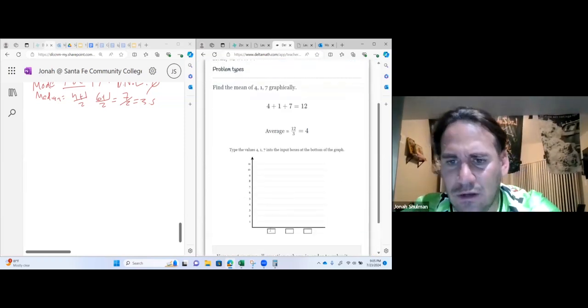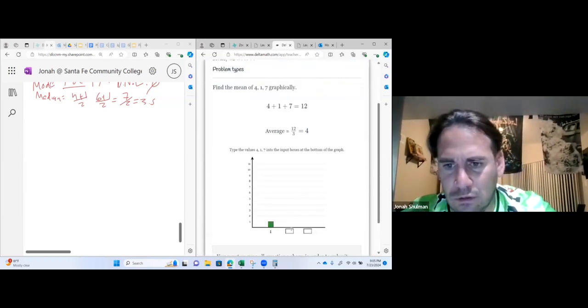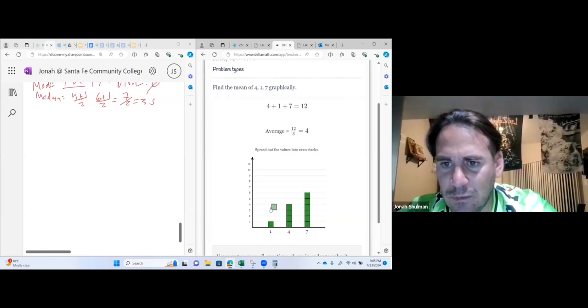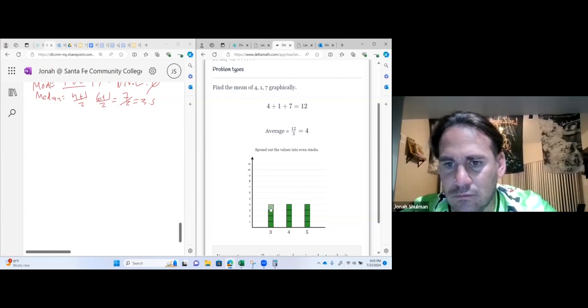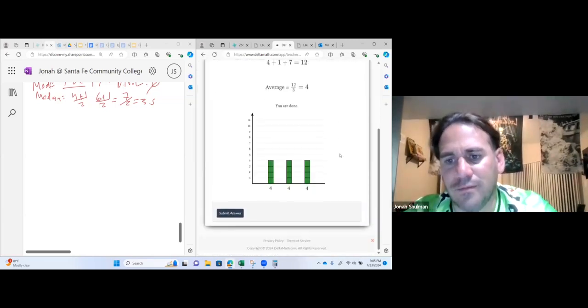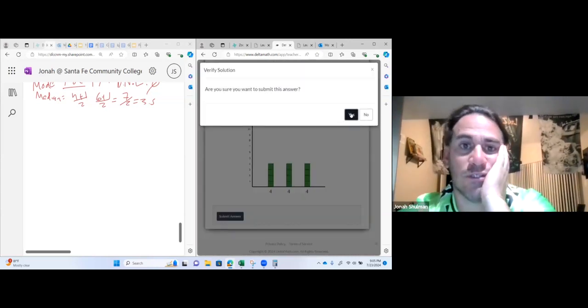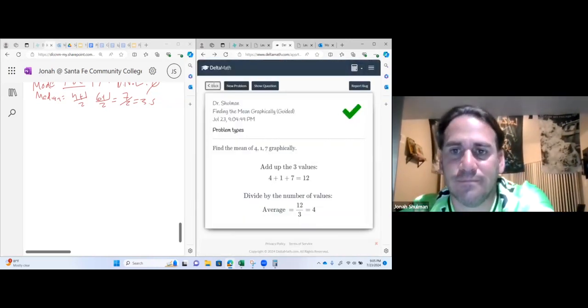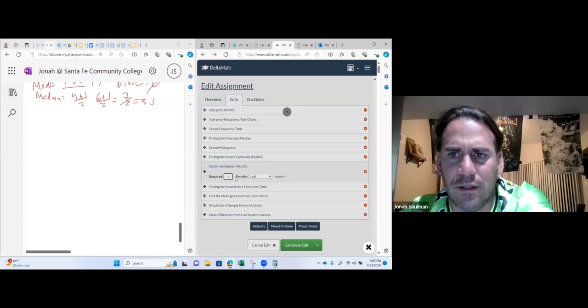All right, so let's work it out. So let's put in 1, 4, and 7. And when we move them all, we should get the same amount. Ta-da! They're all 4. Really cool way to show how to find the mean graphically. All right, let's do the spread.